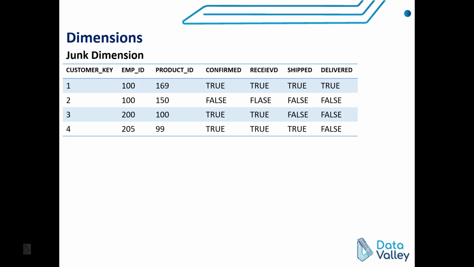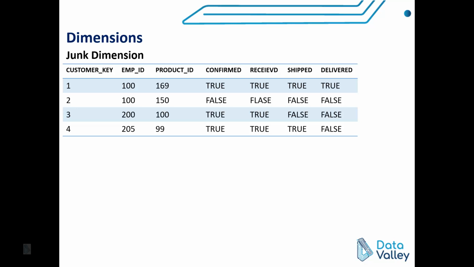Each column represents a certain status for the order. For example, in the first column, we have confirmed, which is a flag to indicate the status of the order, whether it's a confirmed order or not. We have another column called received to indicate whether the order is received or not. And we have two other columns called shipped and delivered to indicate if the product has been shipped or has been delivered or not.